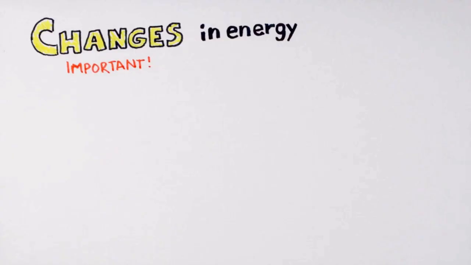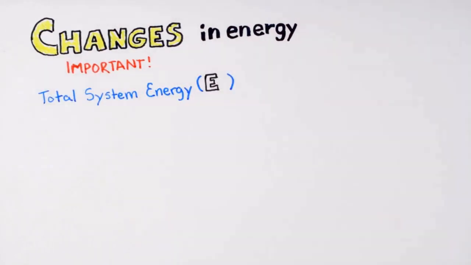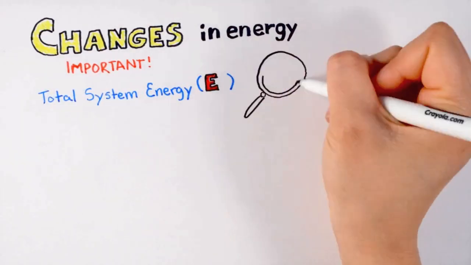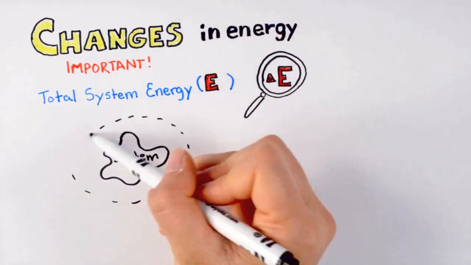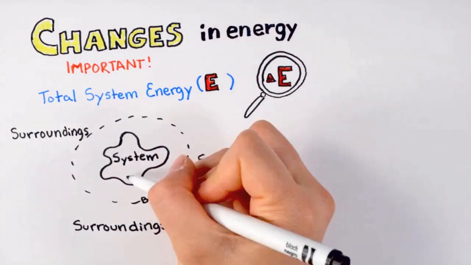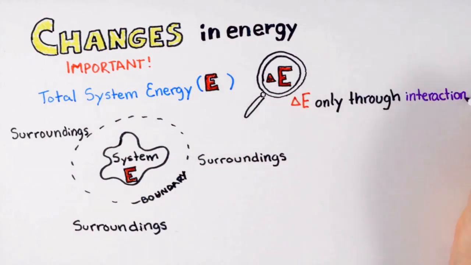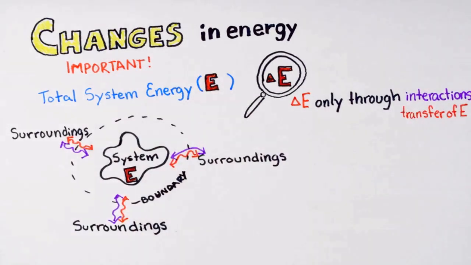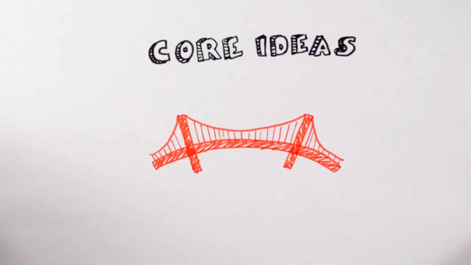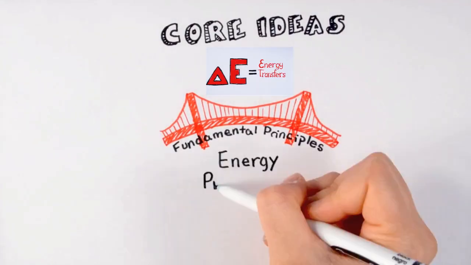Here, we will typically need to look at the total system energy E and examine changes to E, delta E, of our system. The total system energy can change only through the interactions of the system with the surroundings, where interactions are described by the transfer of energy between the system and the surroundings. This is the central meaning of the energy principle.